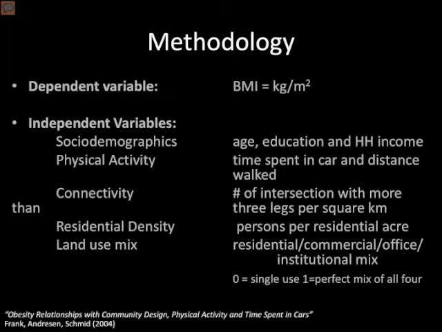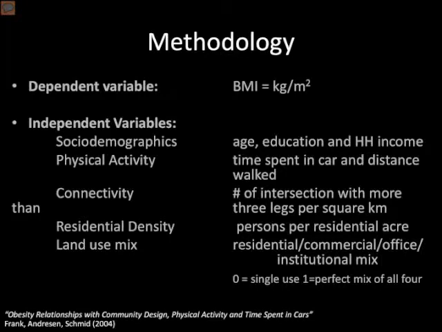So the dependent variable they used was body mass index, which was derived from their height and weight, which were reported from the travel survey. For the independent variables, they looked at sociodemographics: age, education, and household income. Those were also from the travel survey. Physical activity was from the travel diaries. Basically, they measured that as time spent in the car and distance walked.